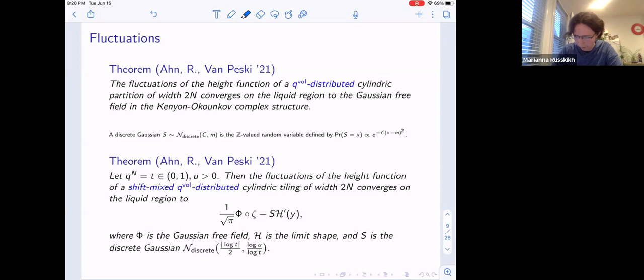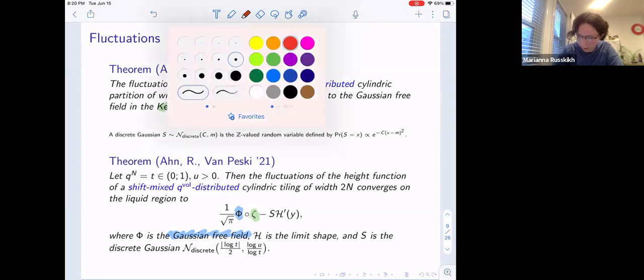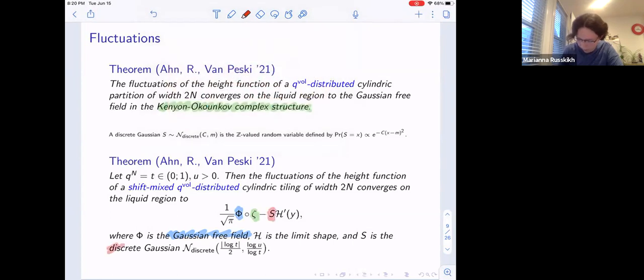So the fluctuations again here converge to the Gaussian free field in the Kenyon-Okounkov conformal structure. But here, in addition, there is a discrete Gaussian shift. And the goal for the rest of the talk is to clarify the statement of those theorems, to give precisely the definition of the model, and to explain what is the GFF and the Kenyon-Okounkov complex structure.